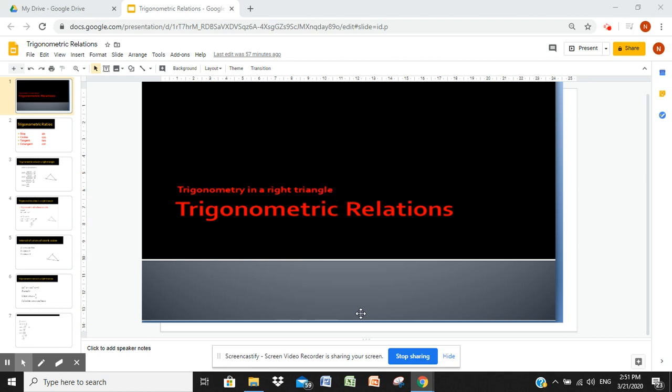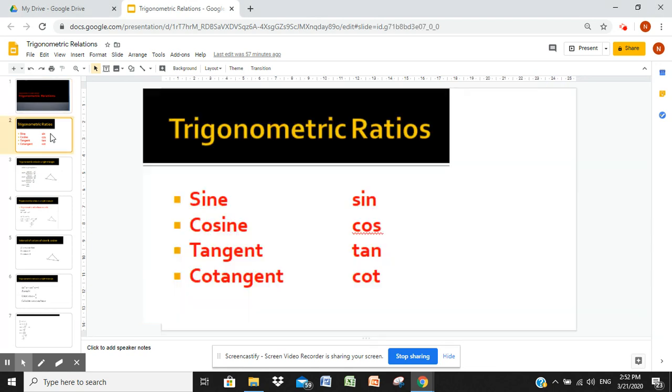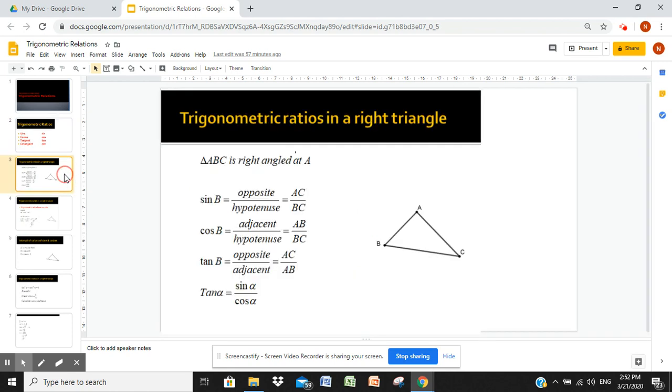Hi, everybody. Our lesson for today is about trigonometric relations and specifically in a right triangle. When we talk about trigonometric relations, we talk about certain ratios, and these ratios have names: the sine, the cosine, the tangent, and the cotangent. And the sine is spelled S-I-N-E, not S-I-G-N. And these are their abbreviations. So what are sine, cosine, tangent?